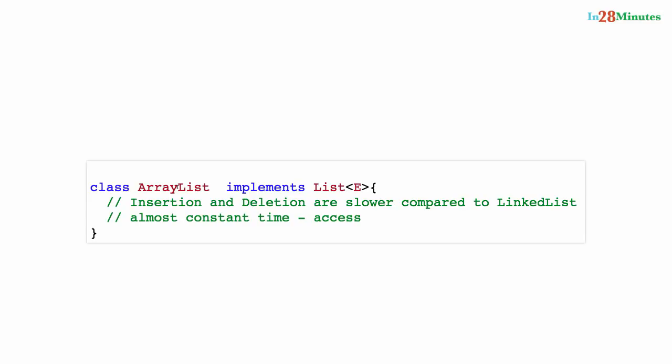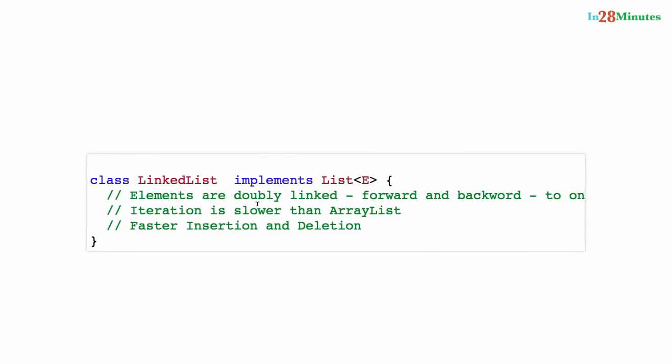In summary, array list insertion and deletion are slower compared to a linked list, and it allows constant time access. However, with the linked list, elements are doubly linked. In the picture we saw only the forward link. Actually, in the linked list implementation in Java, we use something called a doubly linked list. That means you have a link forward and also a link backward. So you have a link to the forward element and the backward element as well.